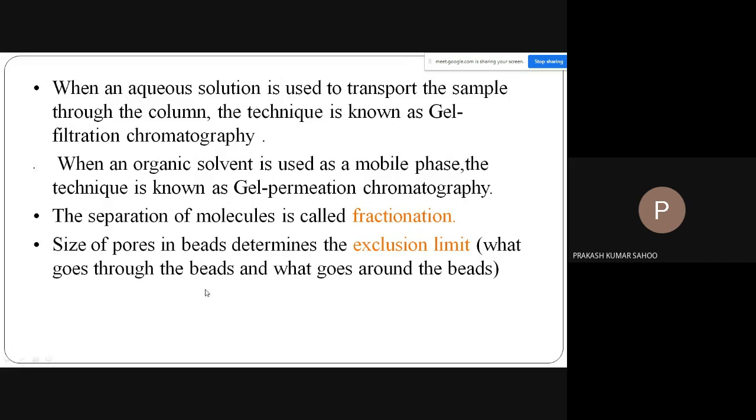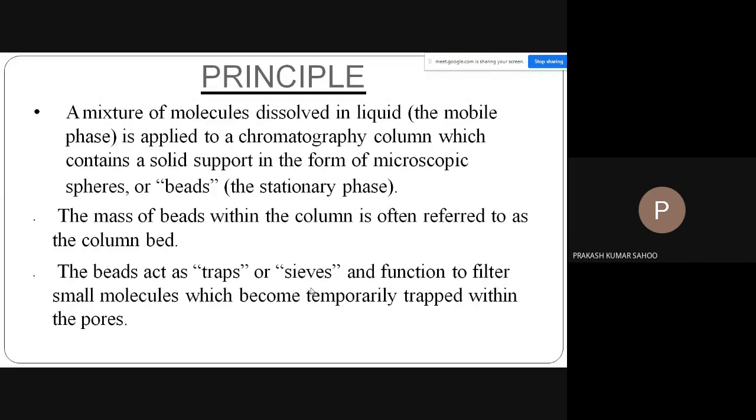So what happens in these beads, depending upon the size of the particle, is that the smaller particles get entrapped in the bead, and the larger particles, which don't pass through these beads, are separated first. What is the principle? A mixture of molecules dissolved in liquid, that is the mobile phase, is applied to a chromatography column which contains a solid support in the form of microscopic spheres or beads, that is the gels. The mass of beads within the column is often referred to as the column bed. The beads act as traps or sieves and function to filter small molecules which become temporarily trapped within the pores. That means in the gel, the pores are there. In the pores, the smaller particles of the sample get trapped, and these will be separated at the end.